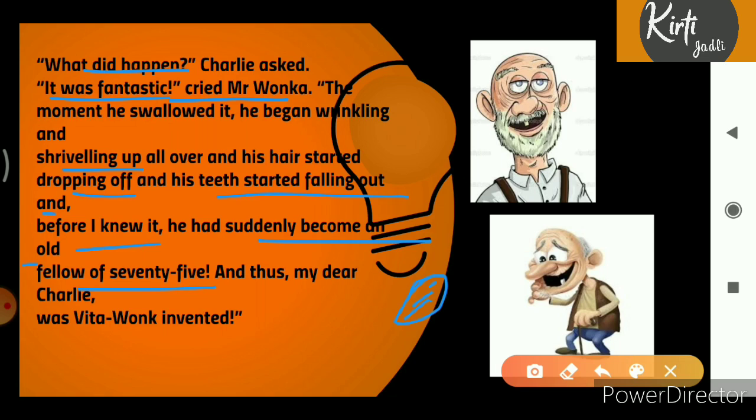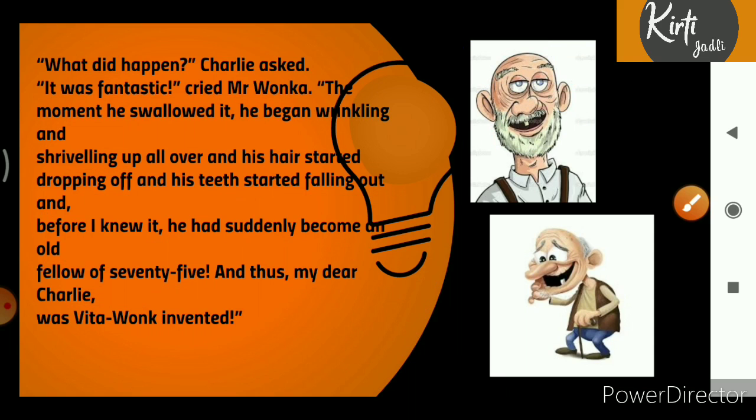Okay, similarly, this young boy who was very healthy, very tall, he turned into an old man. His teeth started to drop off. His hair also started to fall. And before Mr. Wonka knew it, suddenly he had become an old fellow who was 75 years of age. Imagine that poor boy who was only 20, but because of having those 4 drops, he turned into a 75-year-old man. And thus, my dear Charlie, Vita Wonk was invented. So then he realizes he was successful in making this Vita Wonk, which could age people.